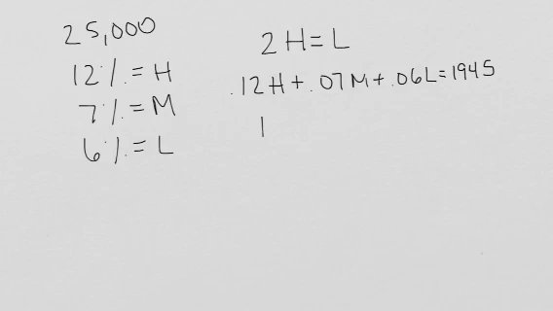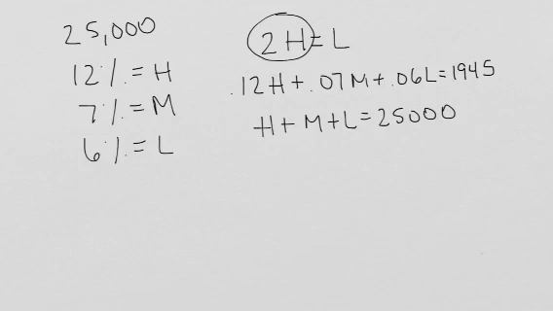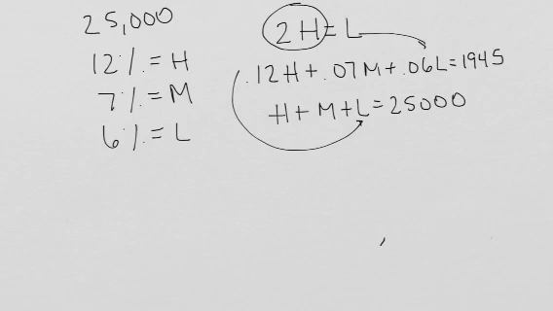So that also tells me that H plus M plus L, all of her money together, should equal $25,000. So I have three equations and three variables. One thing I could do is substitution. I already see that L is 2H, so I can substitute that into each of my other equations for L. So I'm going to go ahead and do that.